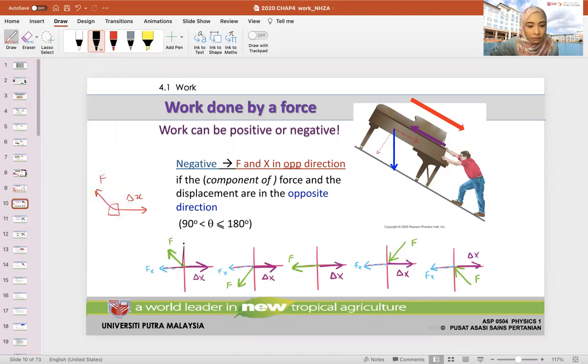Force, when I resolve it, it becomes Fy over here, Fx over here. We have a parallel component to displacement. However, it is in the opposite direction. Therefore, our work done is negative. Same also, our F is here, resolve it. This is Fy, this is Fx. Fx is opposite to delta x, negative work done. And then this one is obvious, negative work done. If it is not in the same direction, negative work done. And then this guy, resolve it. Fx is this way. We have a parallel component to delta x, but reversed. Negative work done. Okay, same also. Negative work done over here.